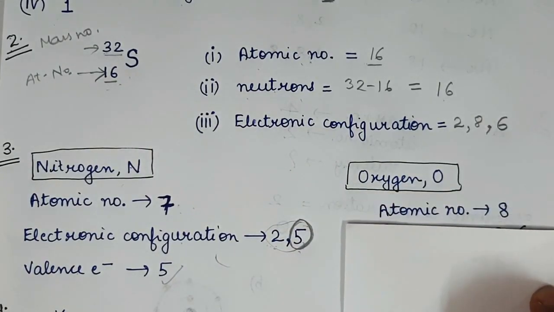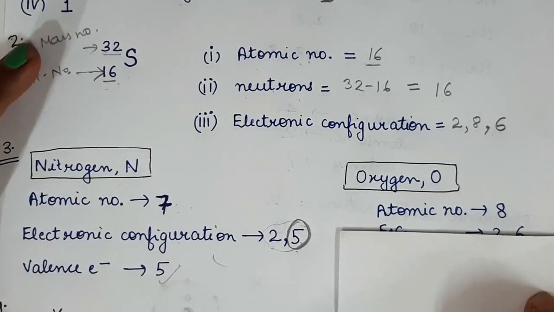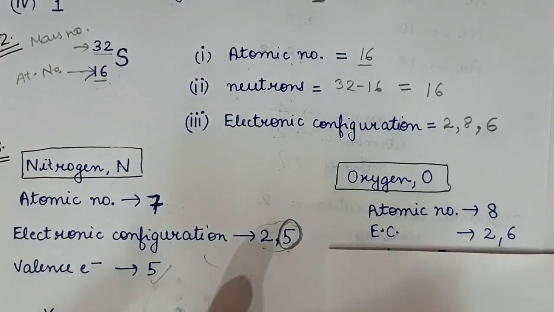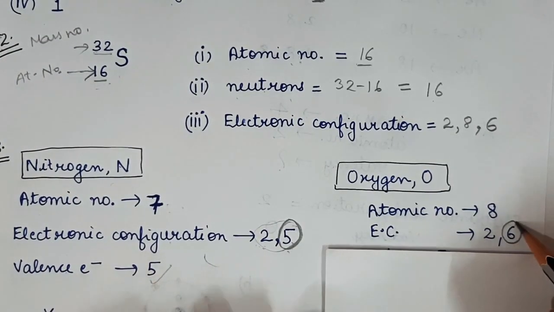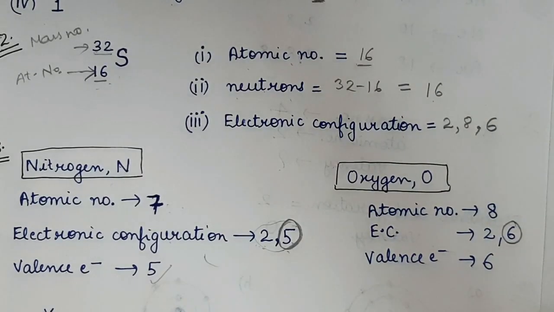Similarly, calculate for oxygen atom. Atomic number 8. Now write down the electronic configuration 2 and 6. Now calculate the valence electrons. Electrons present in outermost shell, that is 6. Clear? So this was question number 3rd. Coming to question number 4th.